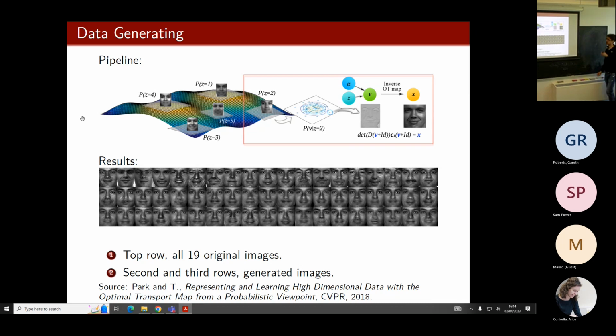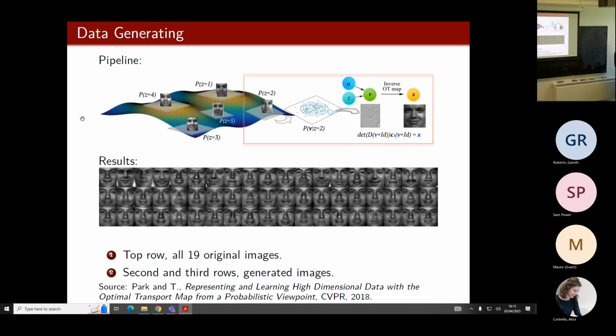So in this set here, we have 19 images, and I think you just have one cluster here. Essentially, we do our embedding, and we fit a Gaussian using 19 images, and then we sample 38 new images. The second and third rows are the samples. It doesn't work too badly, I think. It doesn't show too well on the screen, but most of these faces look fairly realistic.